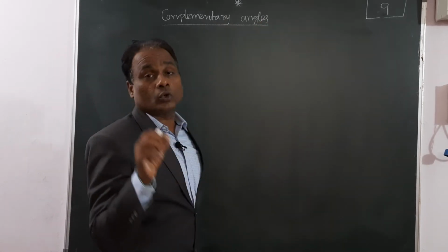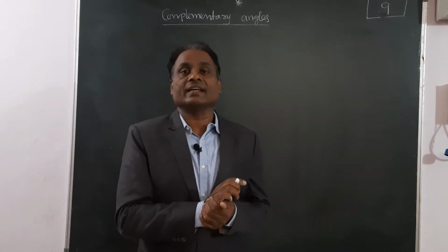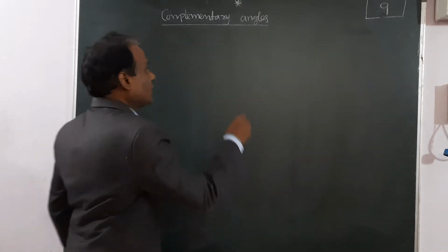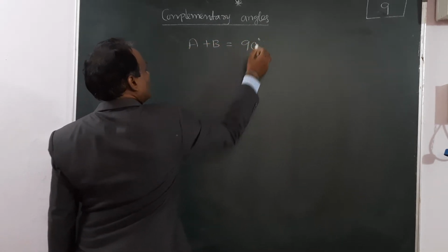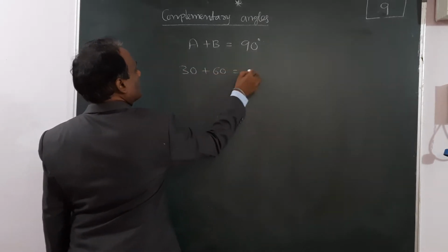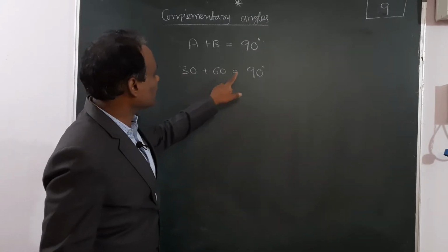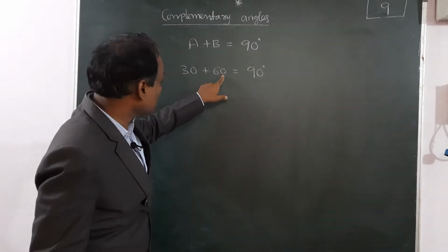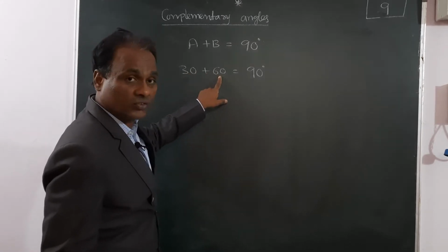If the sum of two angles is 90 degrees, then one angle is called complementary angle to the other. Suppose A plus B is 90. For example, 30 plus 60 is 90. On the right side you have to get 90. If the sum of two angles is 90 degrees, then one is called complementary angle to the other. 60 degrees is called complementary angle to 30 degrees, and 30 degrees is called complementary angle to 60.